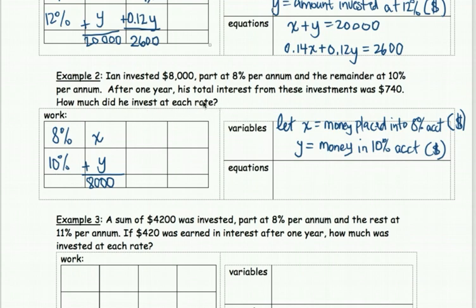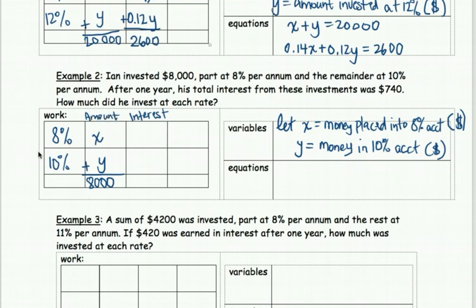So it's the total interest. Now remember, the first equation was the total amount of money. This one is going to be the interest that you're trying to build here. So that's interest, and this is the total amount of money.